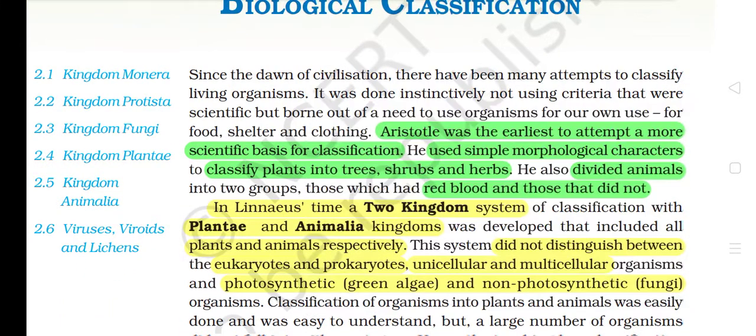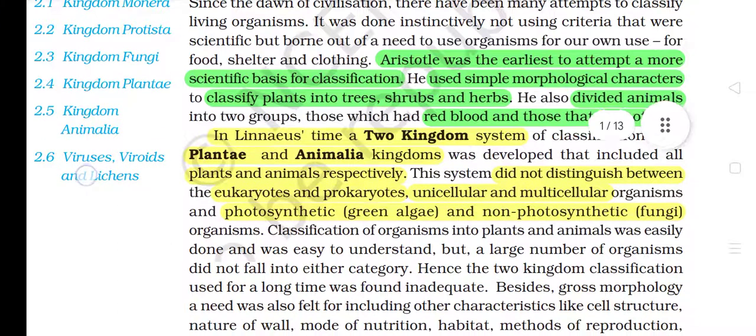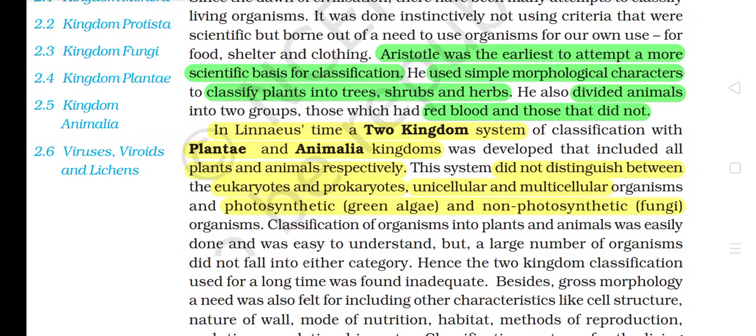Since the dawn of civilization, there have been many attempts to classify living organisms. It was done instinctively, not using scientific criteria, but born out of a need to use organisms for our own use, for food, shelter, and clothing. Aristotle was the earliest to attempt a more scientific basis for classification. He used simple morphological characters to classify plants into trees, shrubs, and herbs. He also divided animals into two groups, those which had red blood and those that did not.